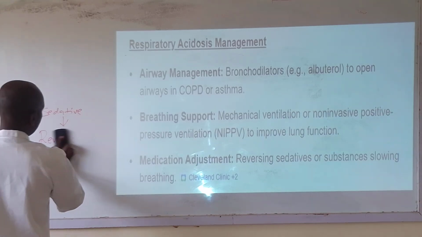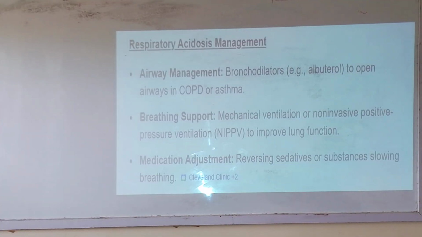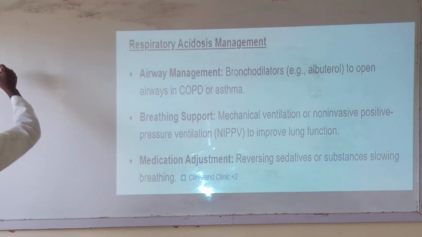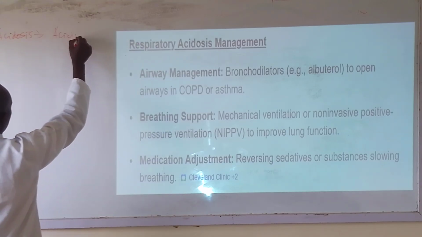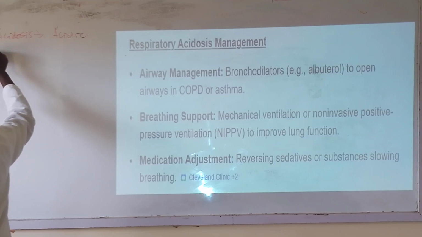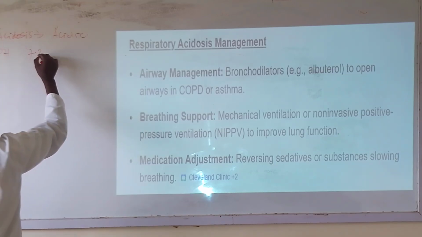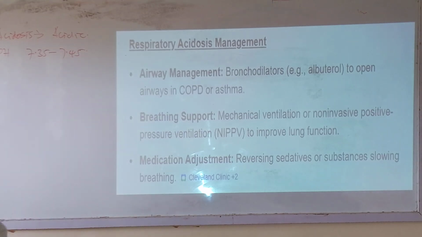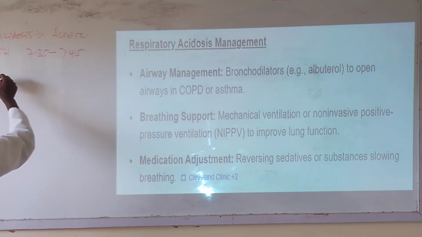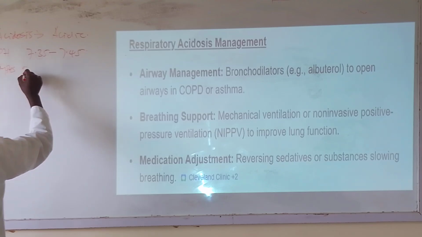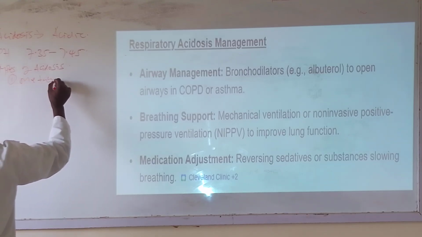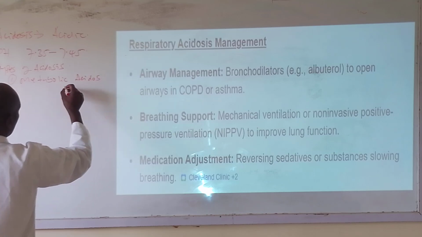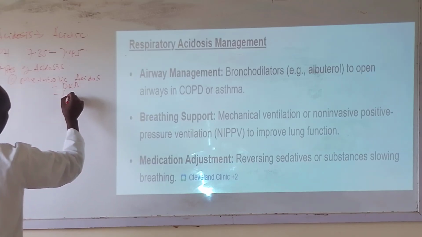So, in summary, we just said acidosis is just accumulation of an acidic state in the body. And then we also said that the normal pH of the body is 7.35 to 7.45. And then we said the types of acidosis are two. One is metabolic acidosis, and a good example here is DKA or lactic acidosis.